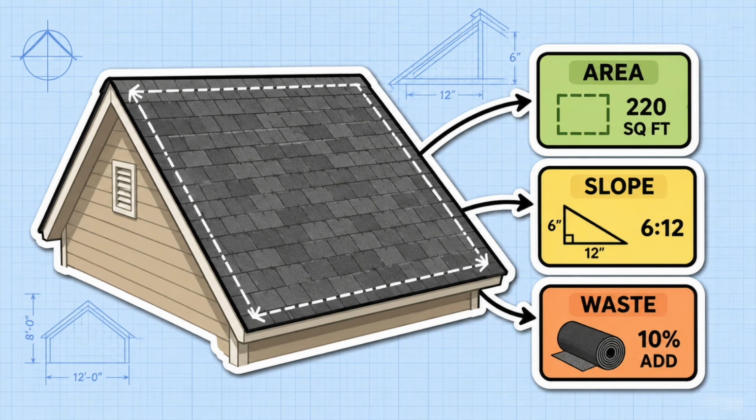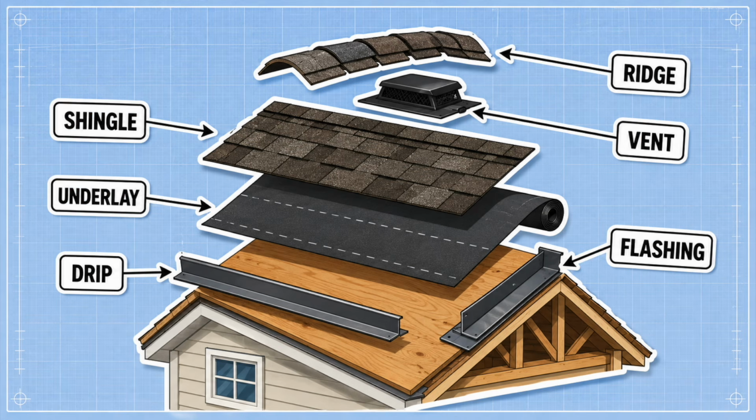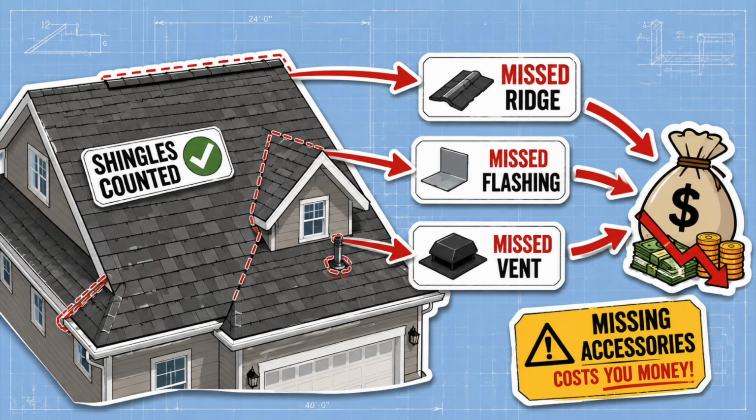Now let's look at roofing, which is usually measured by area, slope, and waste factor. Measure the roof surface, not just the footprint, because pitch changes the real area. Then add shingles, underlayment, drip edge, flashing, ridge, and vents as separate line items. If you estimate only shingles and ignore accessories, the roof bid gets eaten alive.